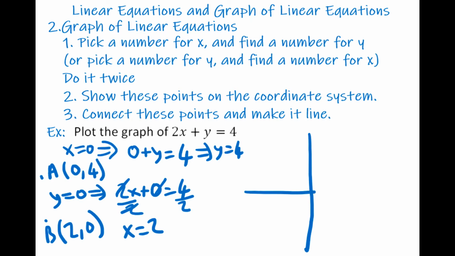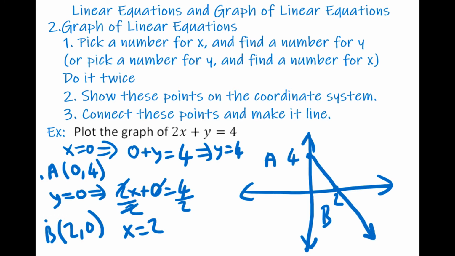Suppose that this is our coordinate system, and in this coordinate system, I want to show 0, 4. When x is 0, y is 4, let's say this is 4, guys. And the second point is 2, 0. Let's say this is 2, 0. I mean, it looks like the half of 4, so let's say this is 2. So this is point A, and this is point B. Just combine those 2 points. Make it a straight line, okay? Make it longer. That is the graph of 2x plus y equals 4, guys.